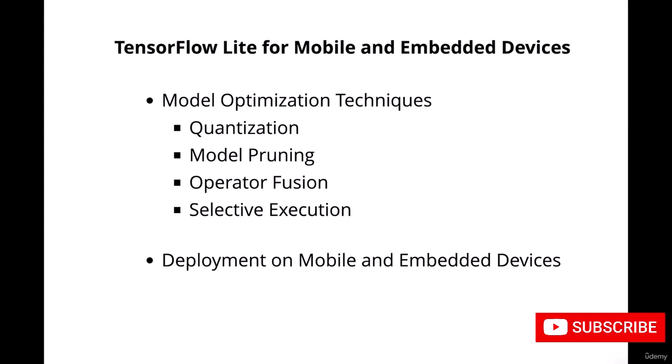TensorFlow Lite is a powerful framework for deploying machine learning models on mobile and embedded devices, enabling efficient inference with low latency and reduced memory footprint. By converting, optimizing, and deploying TensorFlow models using TensorFlow Lite, you can bring the power of machine learning to a wide range of mobile and embedded applications, including image recognition, natural language processing, gesture recognition, and more. Consider incorporating TensorFlow Lite into your deployment workflow to deploy machine learning models effectively on resource-constrained devices and create innovative and intelligent mobile and embedded applications.